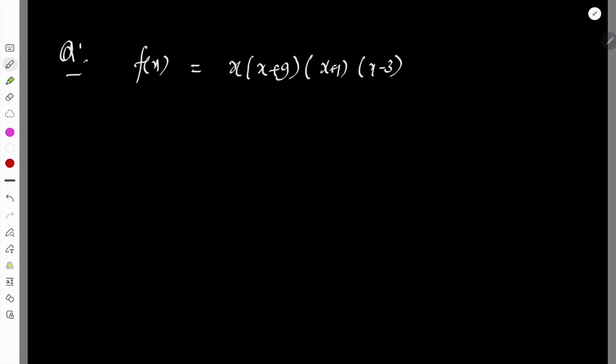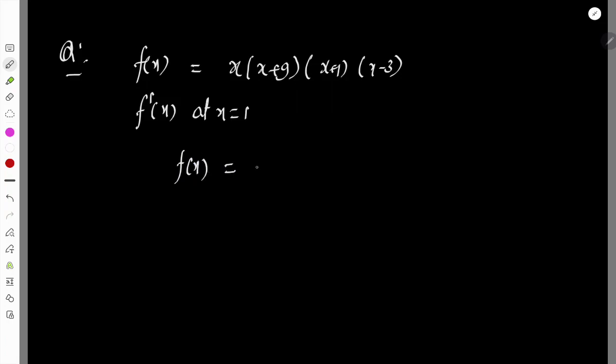Okay, one question is given that f of x is equal to x into x plus 9 into x plus 1 into x minus 3. Okay, then f dash x we need to find at x equal to 1. f dash x at x equal to 1. So you can do one thing, you can multiply all. Okay, now that is one approach. So multiply, that will be better here.